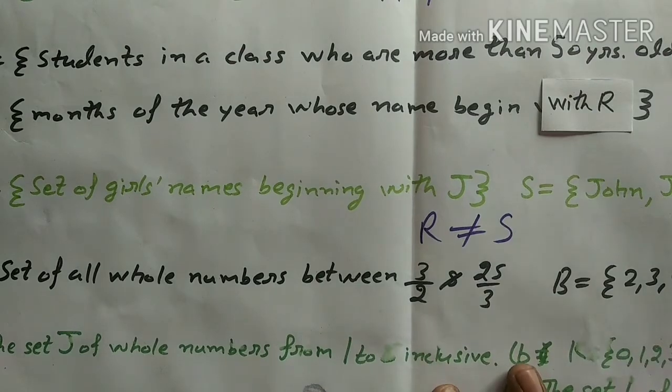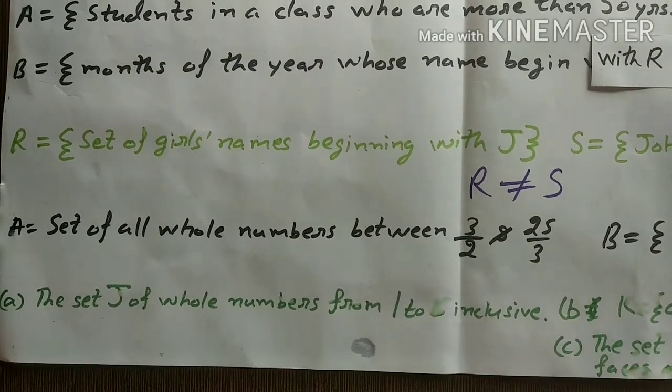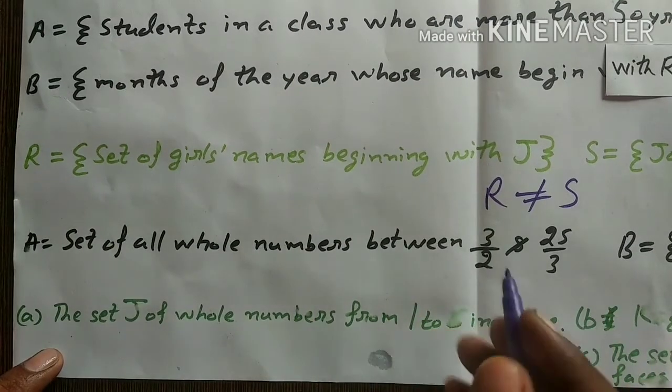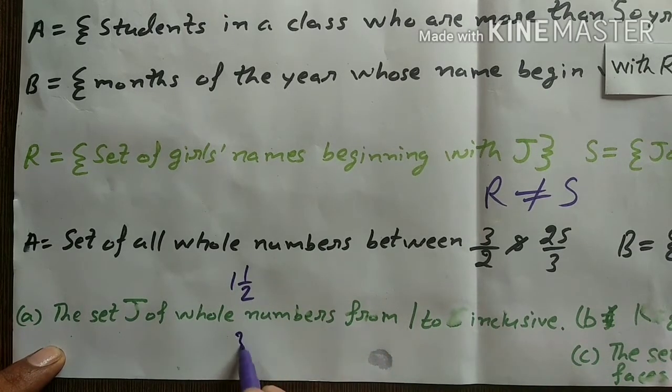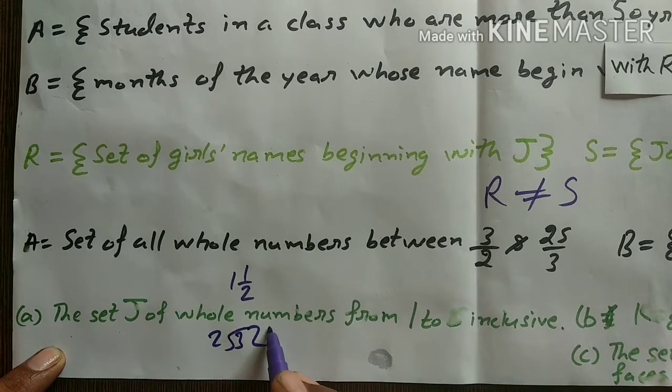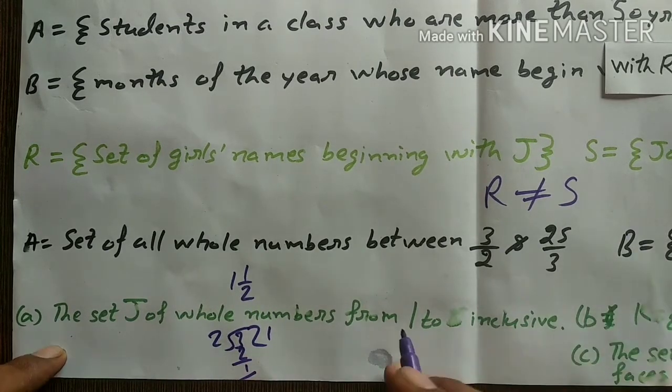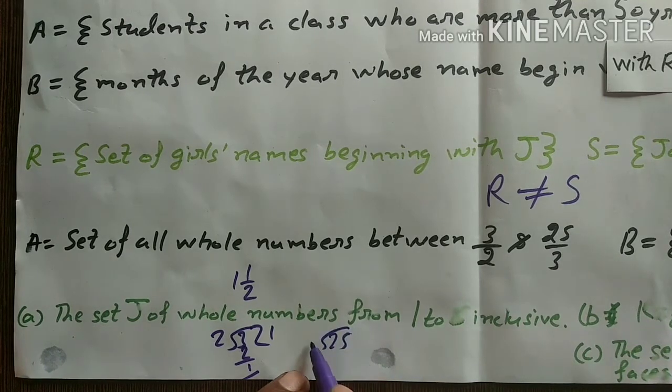Now we are on question A. Set of all whole numbers between 3 by 2 and 25 by 3. So first of all, we shall divide 3 by 2. It means 1.5. If we divide 3 by 2, you may see that this is 1.5. Now if you divide 25 by 3, then it is 8 and 1 by 3.